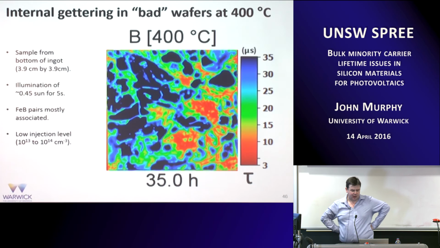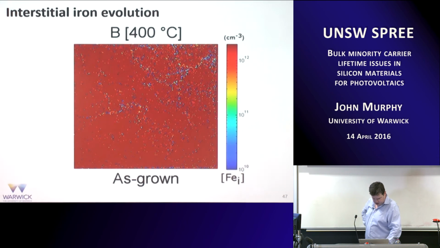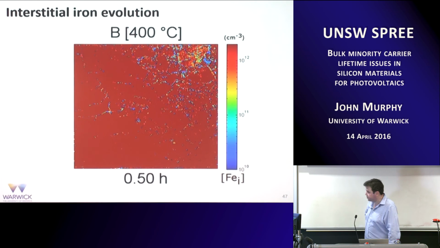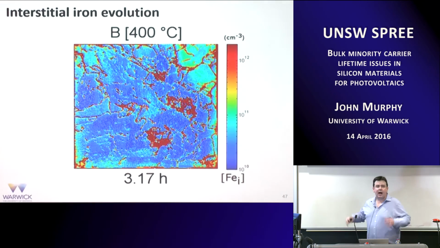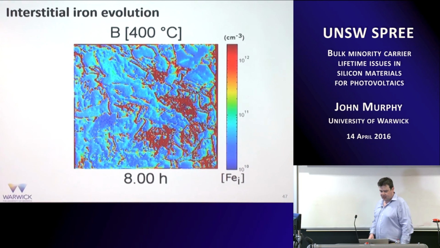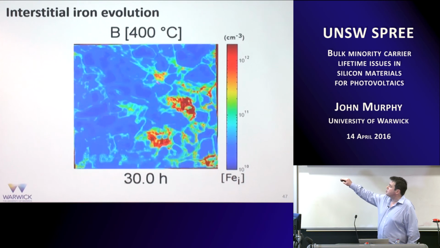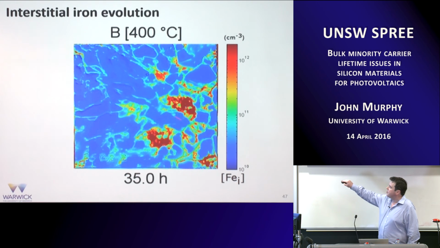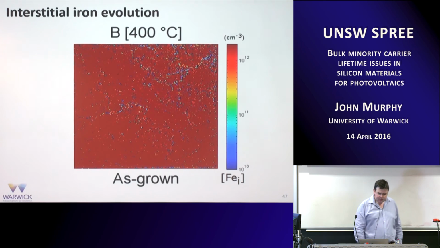At the same time, we can also monitor the iron concentration. This is a map of the interstitial iron concentration, and it starts off on the scale at about 10 to the 13. But as the iron starts to reduce, we get bulks of the grains which become essentially iron-free, and you get certain clusters which become contaminated with iron. So we can try and understand what's going on here. And this is all in the absence of hydrogen.